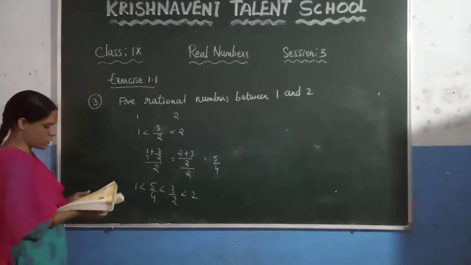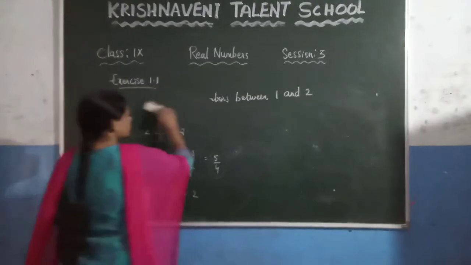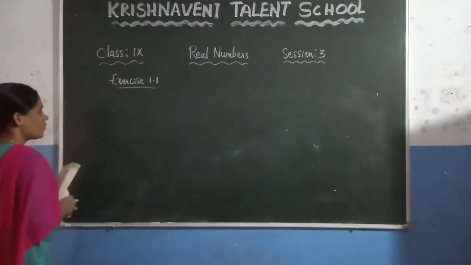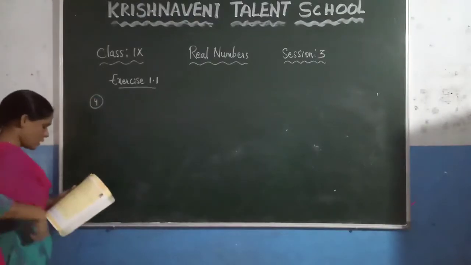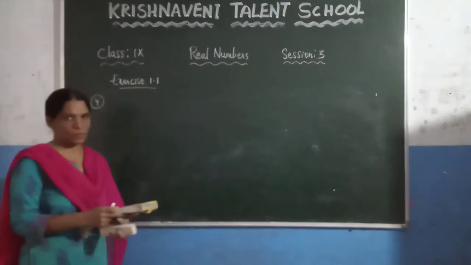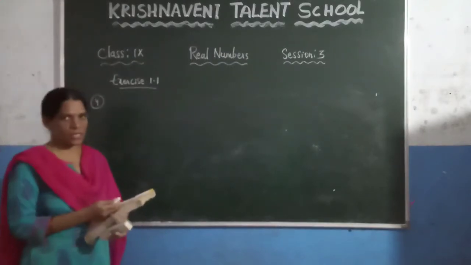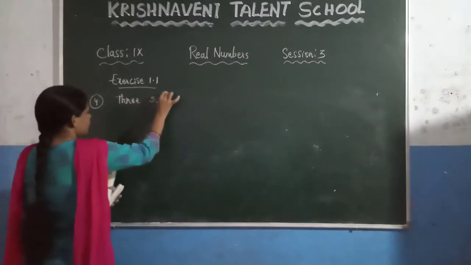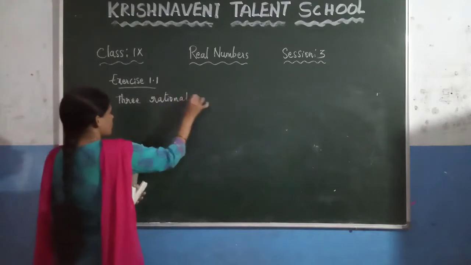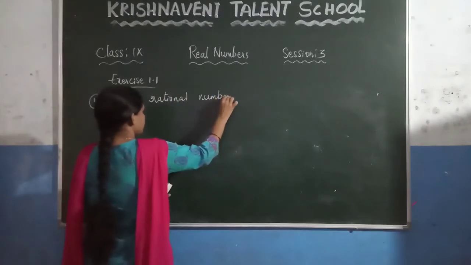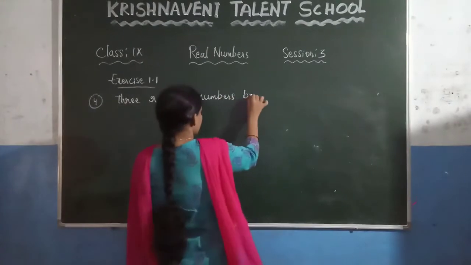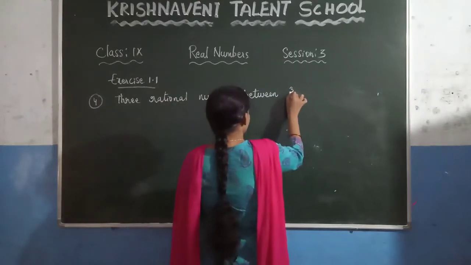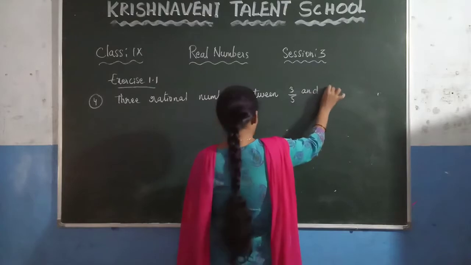Now, see the next question. Fourth question. Here, they ask to insert 3 rational numbers. In the previous question they asked to insert 5 rational numbers. In this question they asked to insert 3 rational numbers between 3 by 5 and 2 by 3.